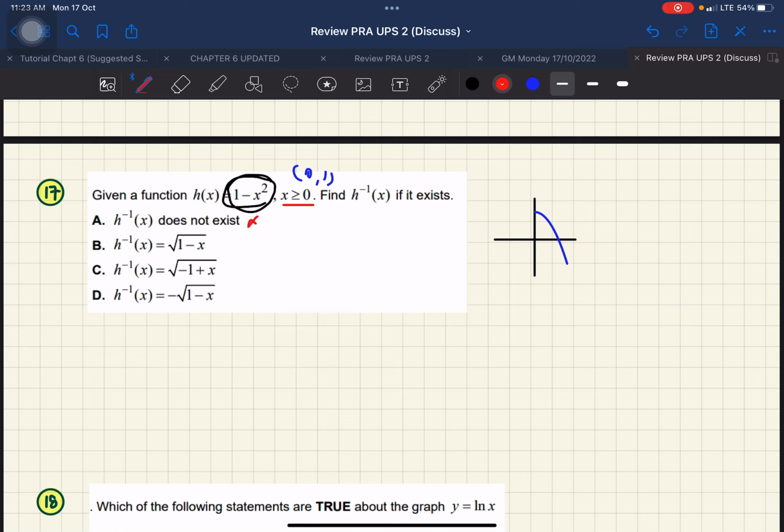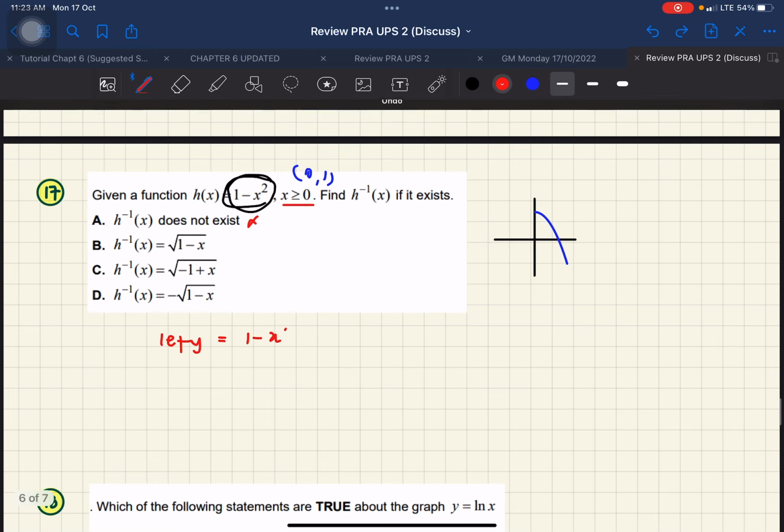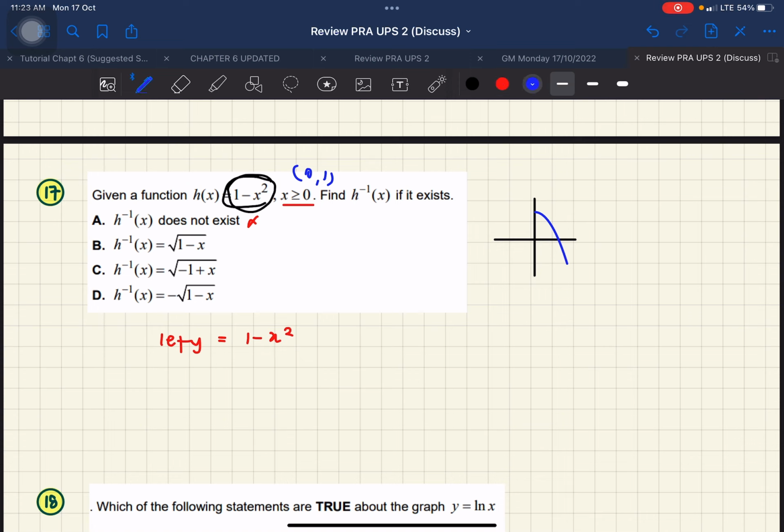Okay, so sekarang apa yang kita nak kena buat adalah awak kena carilah what is our inverse function. So just use any method that you know in finding the inverse function. Saya nak guna yang let. So let y equals to 1 minus x square. Right, so saya akan dapat x square equals to 1 minus y. And then x is equals to plus minus square root of 1 minus y.